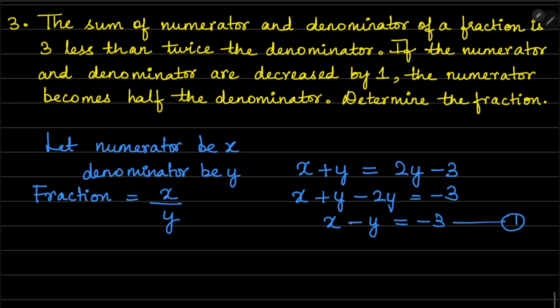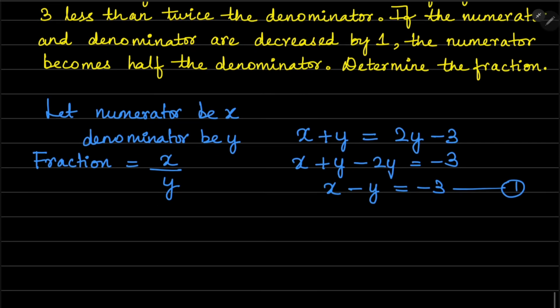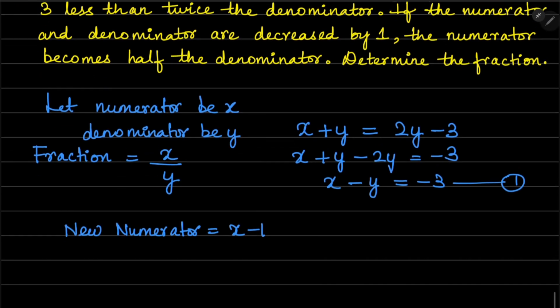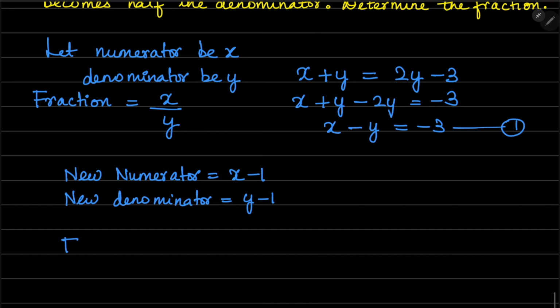Right? Now, next, if the numerator and denominator are decreased by 1, okay, so the new numerator will be x minus 1. The numerator is decreased by 1 and the new denominator will be y minus 1. So the new fraction, okay, I'm just putting it like this, new fraction will be x minus 1 divided by y minus 1.